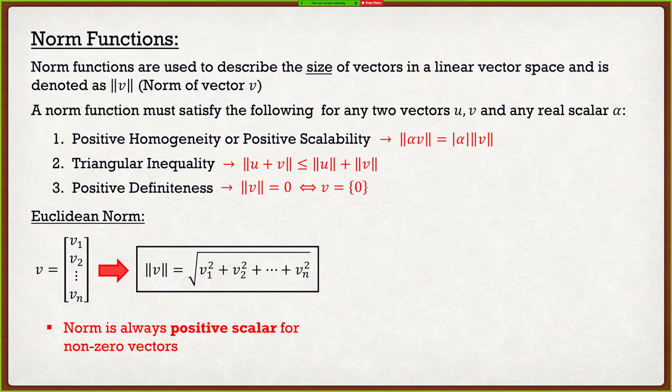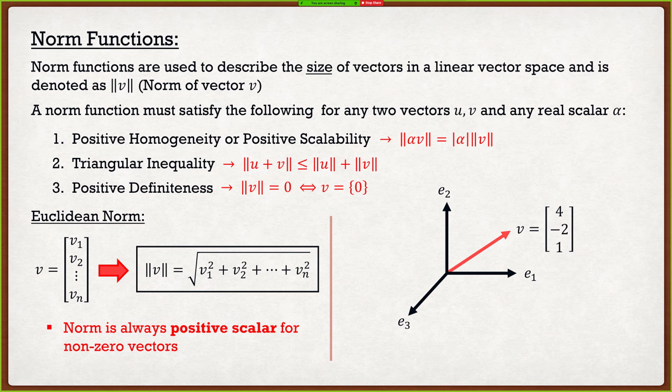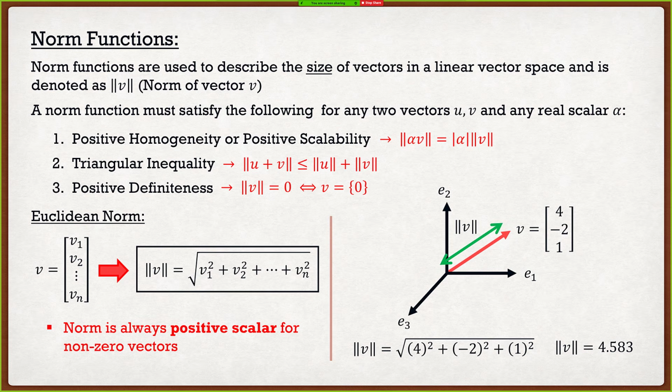But what exactly does this mean? Well, let's say that I had in R3 a vector v, which is 4, -2, and 1. I can calculate the norm of this vector. It's just going to be all the components squared, added together, and then square rooted. So I'm going to go 4 squared plus -2 squared plus 1 squared, square root it. And I get that the norm of this vector is around 4.583. What exactly does this mean? Well, this means that the length of that vector is around 4.583 units.